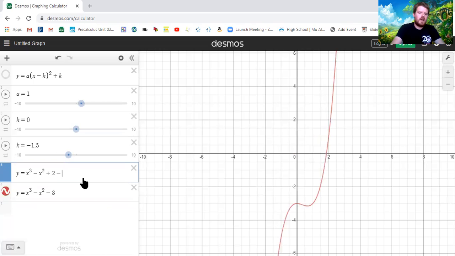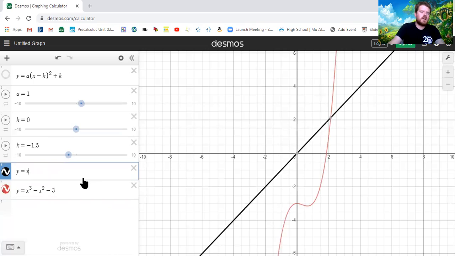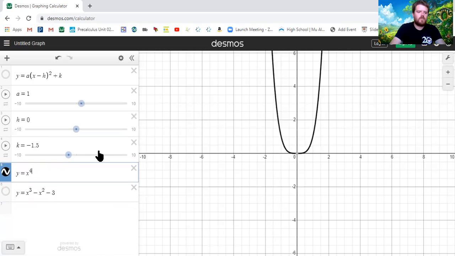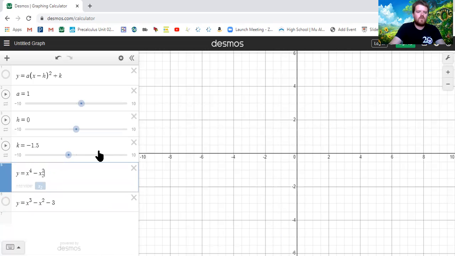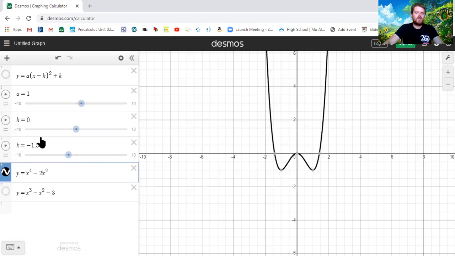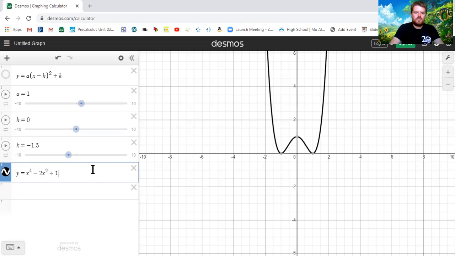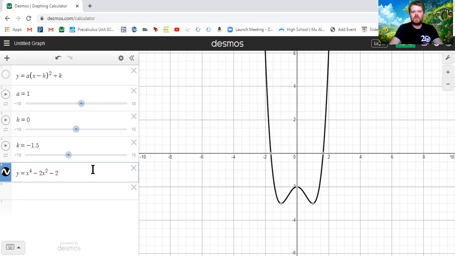Same thing, if I have a polynomial function, let's say I have y equals x to the 4th power minus 2x squared. If I ask you to shift this up 1, then you can just do the same function, but plus 1. If I ask you to move it down 2, then you minus 2. Okay? So that k value for any polynomial function is going to shift your graph up and down.